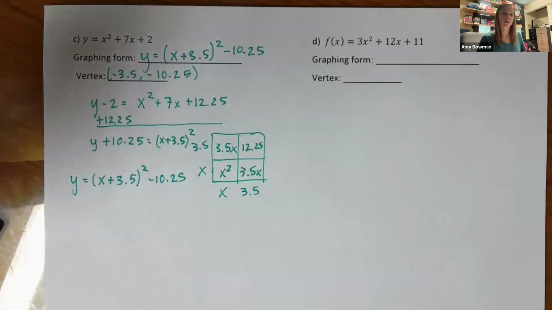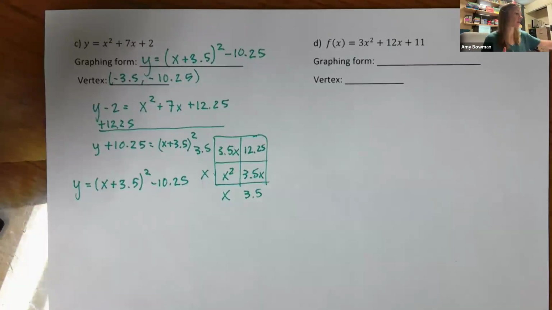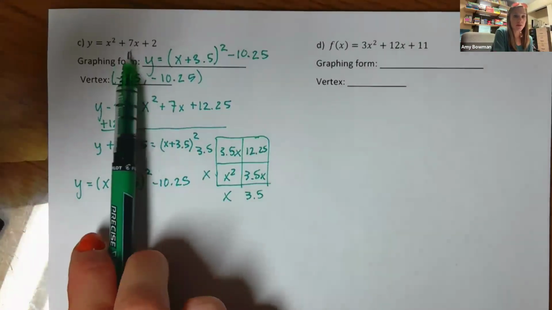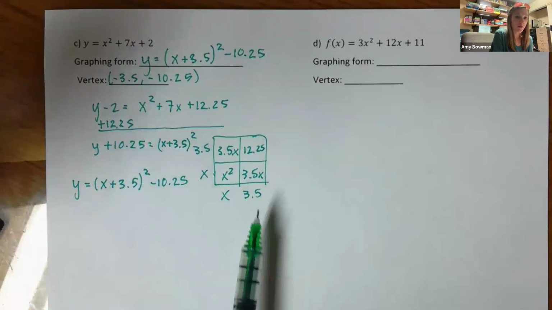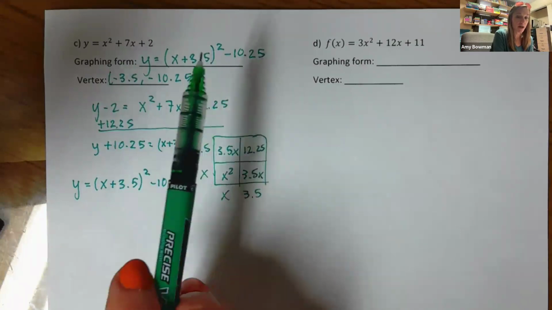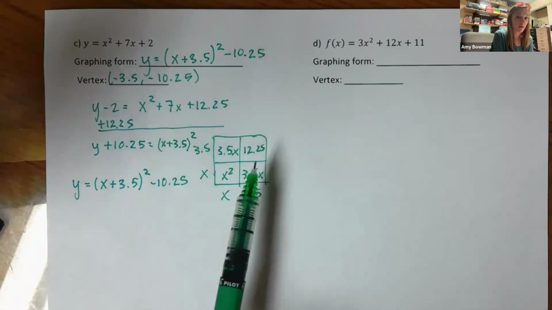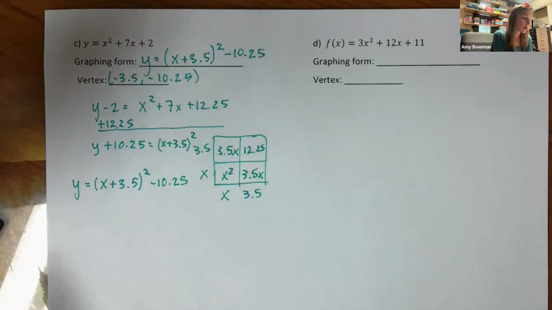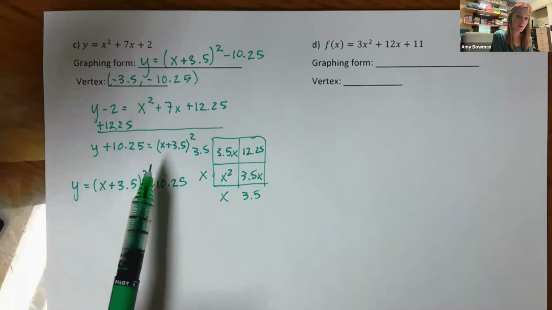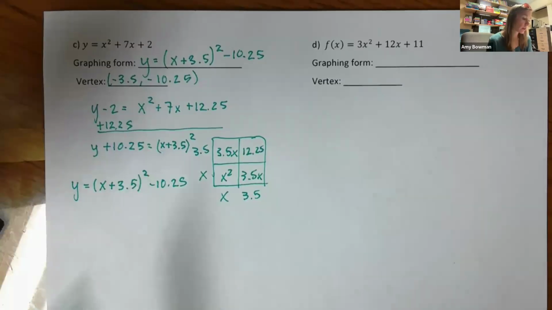we have part C, this one where you're splitting the x term of 7, which means when you complete the square, it's 3.5 and 3.5. So the perfect square is x plus 3.5 squared. And then you complete the square by adding 12.25 to each side. Subtract the 10.25 back over, and then you're left with this.